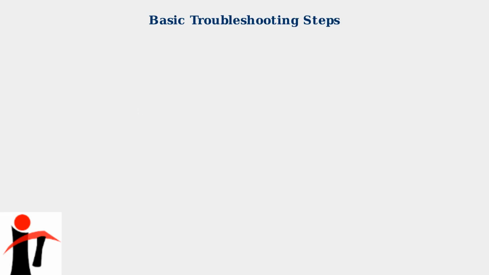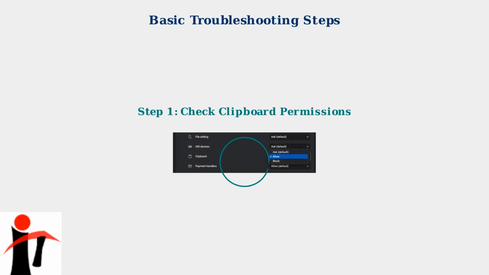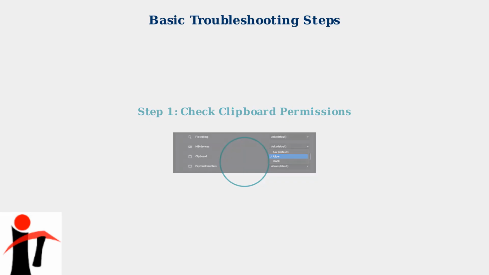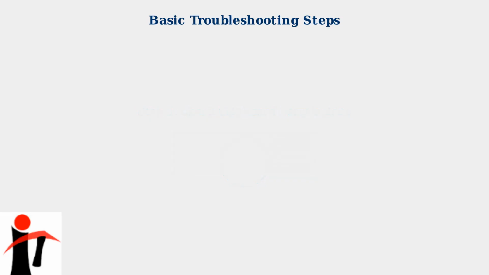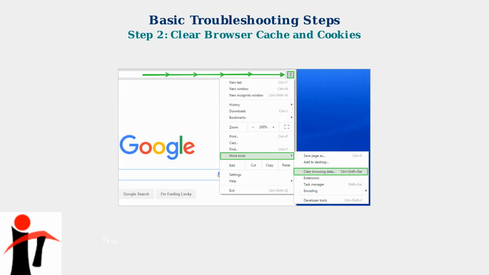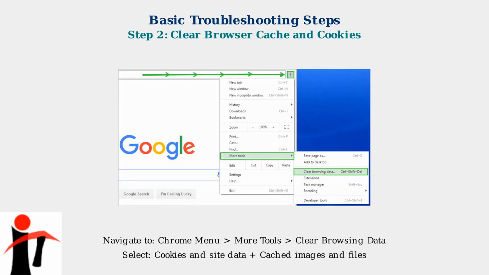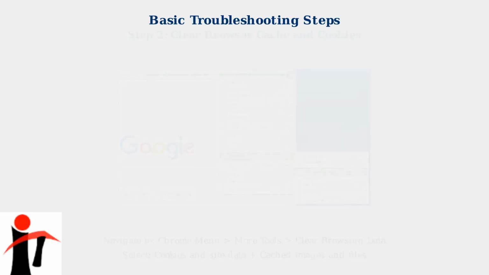Now let's move to practical troubleshooting. The first step is ensuring WhatsApp web has the necessary clipboard permissions in your browser settings. Here's how to check and enable these permissions in Chrome. The second crucial step is clearing your browser's cache and cookies. Corrupted cached data is one of the most common causes of clipboard issues. Here's the Chrome menu path to access the Clear Browsing Data option.